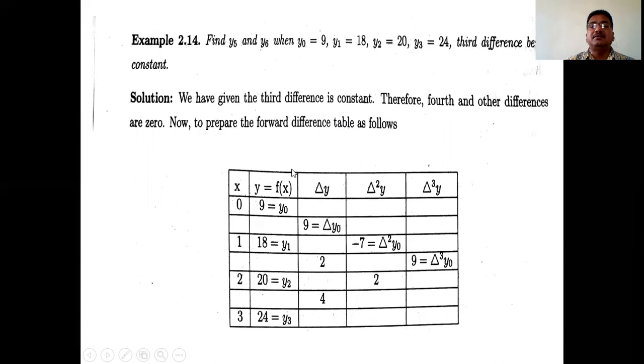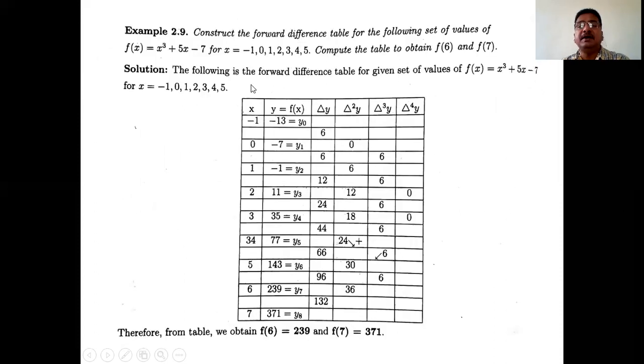So this is the forward difference table. We are going to use the forward difference interpolation formula. And what are the values of x? x are 0, 1, 2, 3. So these are the values of x. And what are the values of y or f(x)? 9, 18, 20, 24. And then delta y, delta square y, delta cube y. And now we have to find the value at 5. So x is what? x is 5.